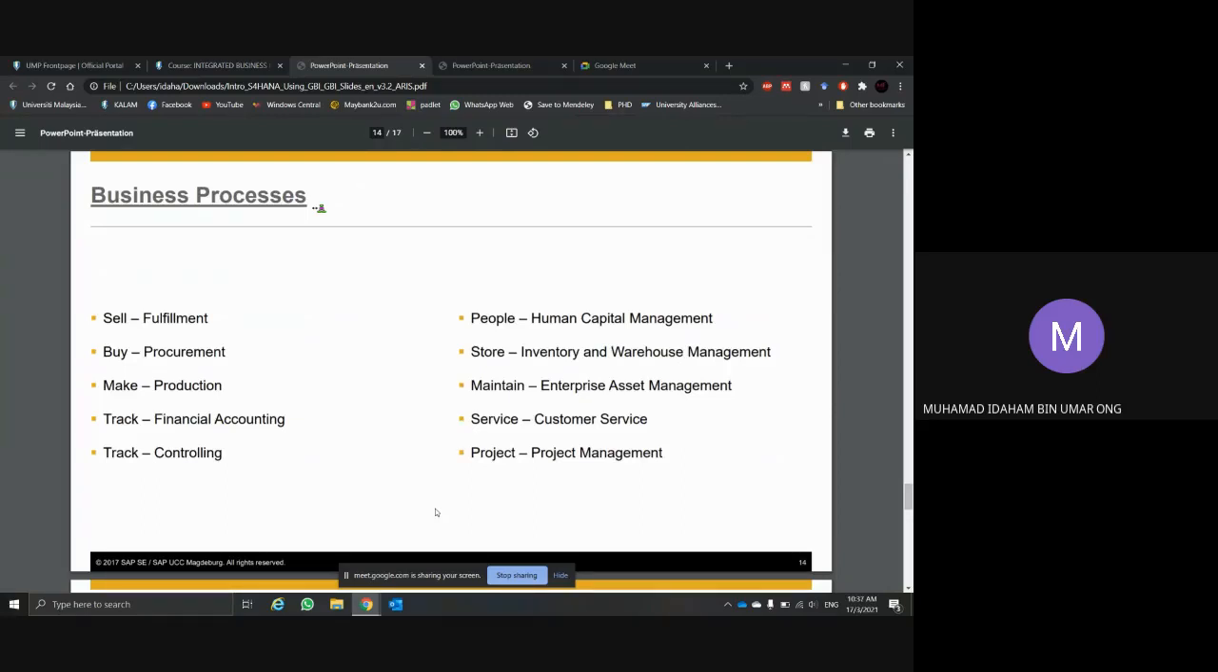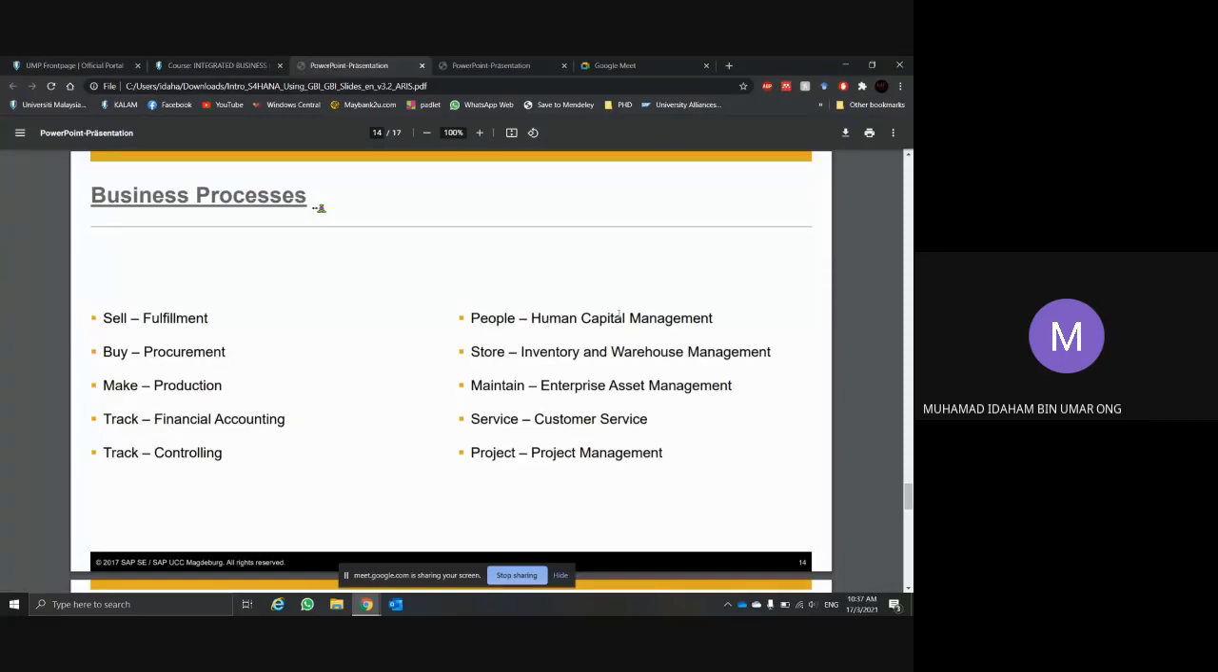These are the processes that you're going to be involved with throughout the whole ACP subject. The first part is basically the layman term, sell. The professional term that is being used inside SAP is fulfillment. So we're going to be playing around with these jargons here. So sell is going to be fulfillment, buy is procurement, make is production, track is financial accounting, track is in terms of controlling. Both tracking is on financial.